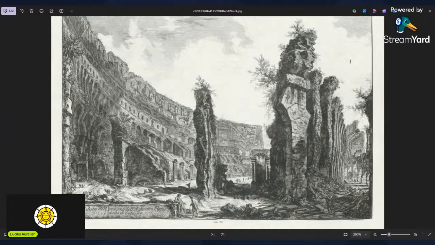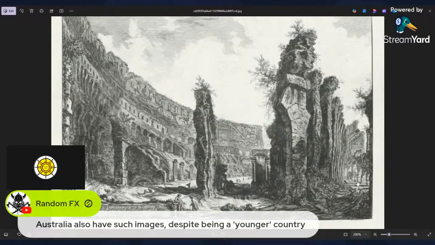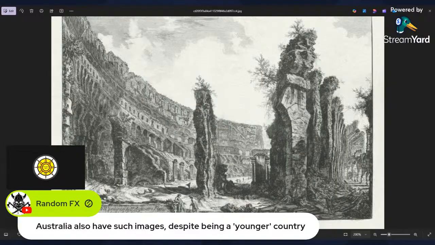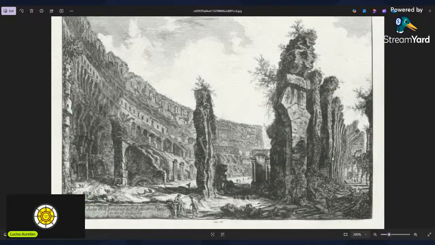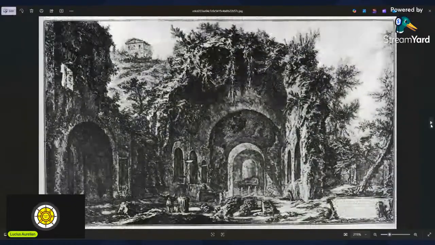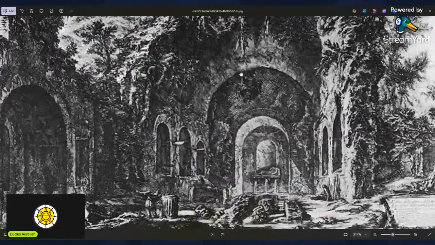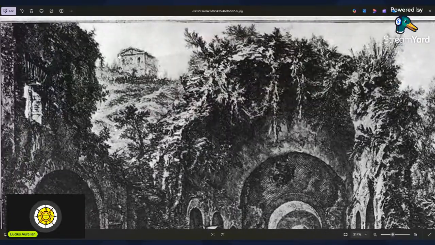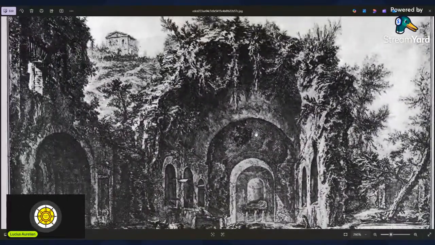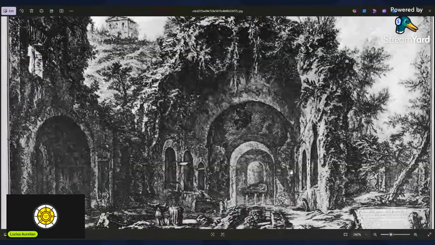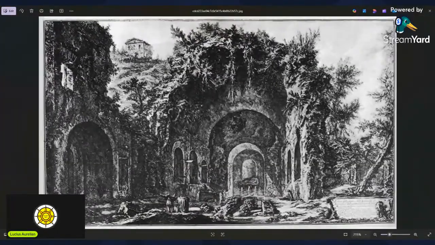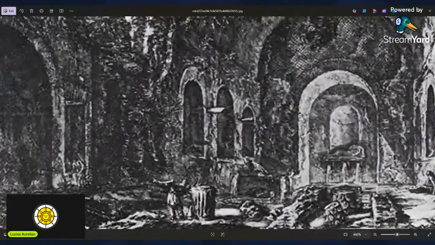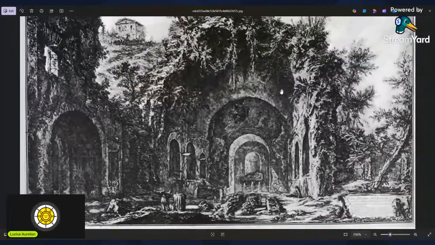But that's what you'll see when you look at all this. Random FX, Australia also has such images despite being a younger country. Yes, so whether it's a younger nation or older nations, according to our official records, we get the same thing. The only variances are whether they're drawn, painted, or actual photographs. Again, the same thing here from Italy. Building up here on the bluffs, and then we just seem to have all this dirt and all this overgrowth around what's clearly a construction here, but it's just a sketch. Somebody clearly saw this. And here you can see what looks to be an individual to give you an idea for scale.